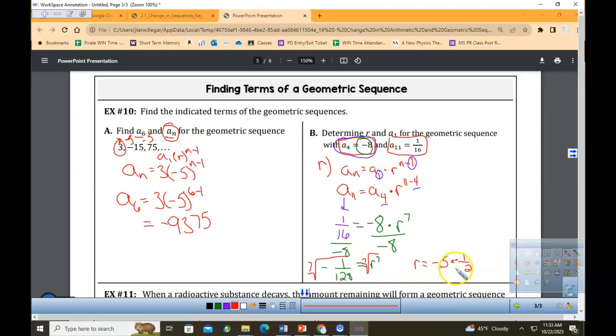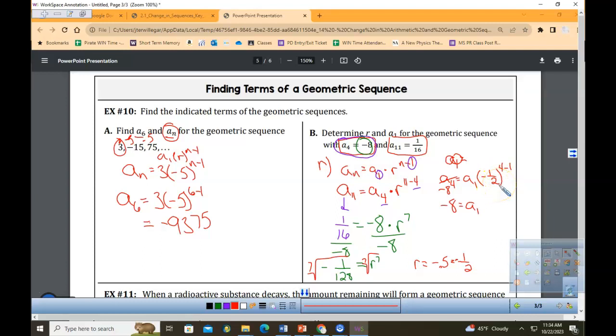So I found my r. Are you sure? Yeah. So now to find a sub 1, all I need to do is do a sub 4 equals a sub 1 times -1/2 to the, we're plugging in 4, so 4 minus 1. Well, a sub 4, oops, I should just put it as -8. So I get -8 equals a sub 1.